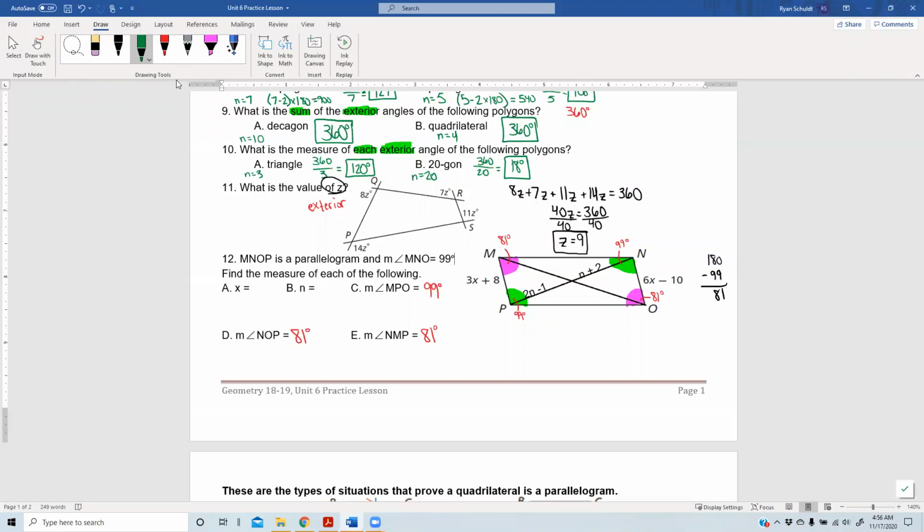Since it's a parallelogram, I know my diagonals have to bisect each other. So to get n, I can just set 2n minus 1 equal to n plus 2. I'm going to subtract n. It's going to be n minus 1 equals 2. Add 1, and I get n equals 3. Well, there's my n. n is 3.